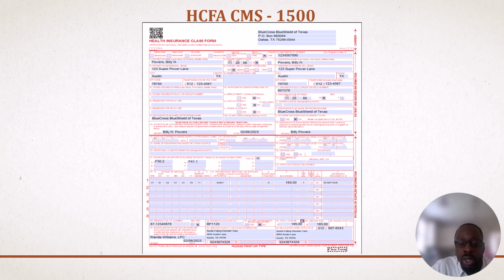And then you have down here box 33, which is a famous box, because this is where you're going to get your NPI, as well as the billing address. And then this is your physical address here. But once again, we're going to talk about those in the later episodes.